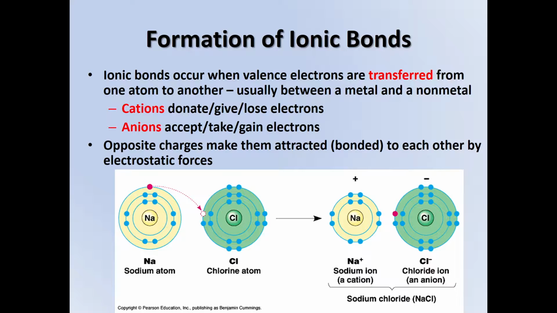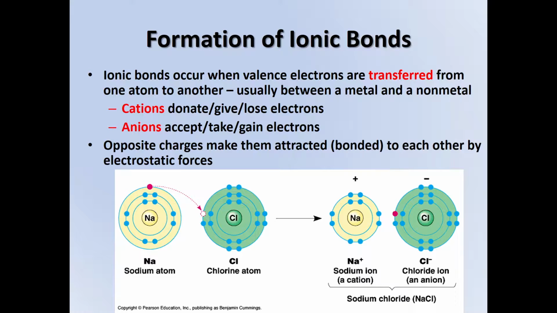So the formation of an ionic bond occurs when the valence electrons are transferred from one atom to another, usually between a metal and a nonmetal. Cations will donate, give, or lose electrons, and anions will accept, take, or gain electrons. The opposite charges make them attract together. This attraction is known as a bond, held together by the electrostatic forces.